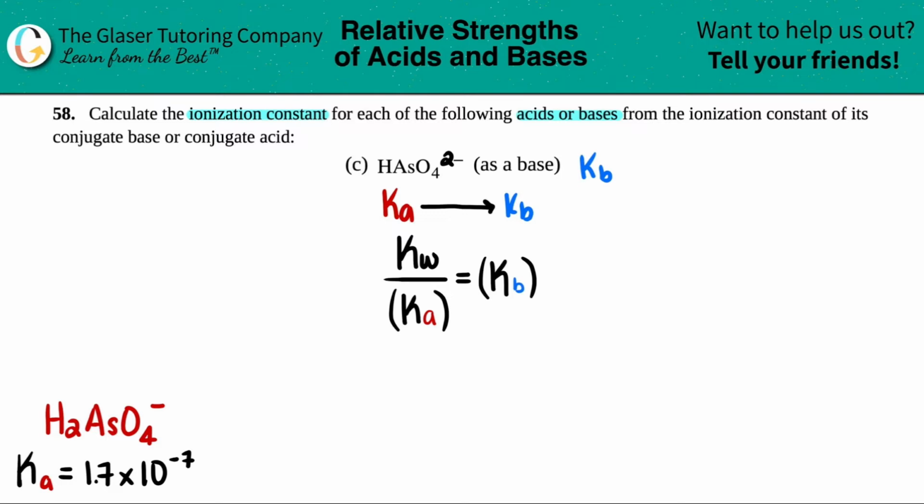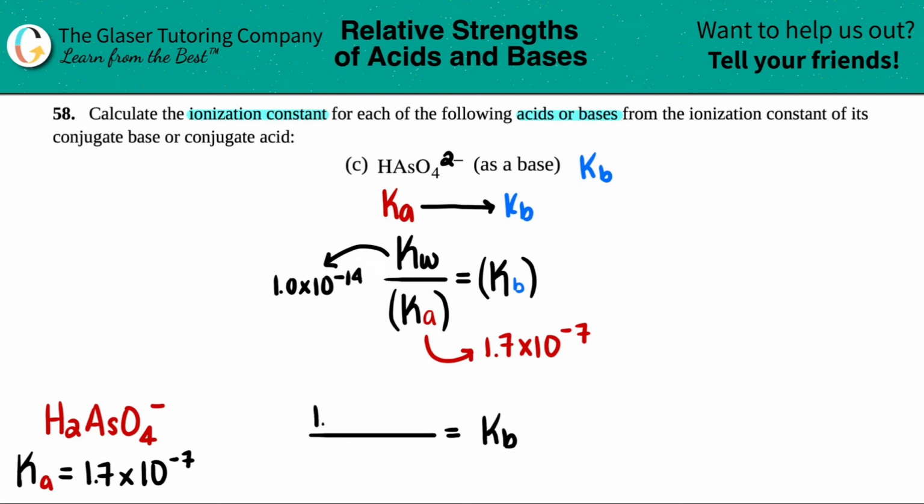Now we know the Ka value, that's from the conjugate acid, 1.7 times 10 to the negative 7th. And since we pulled this from the back of a textbook, we're at room temperature, which means that we should know the Kw. Kw is the ionization constant for water, and that's 1.0 times 10 to the negative 14th. So now since we have both numbers, we can solve for Kb: 1.0 times 10 to the negative 14th divided by the Ka, 1.7 times 10 to the negative 7th.